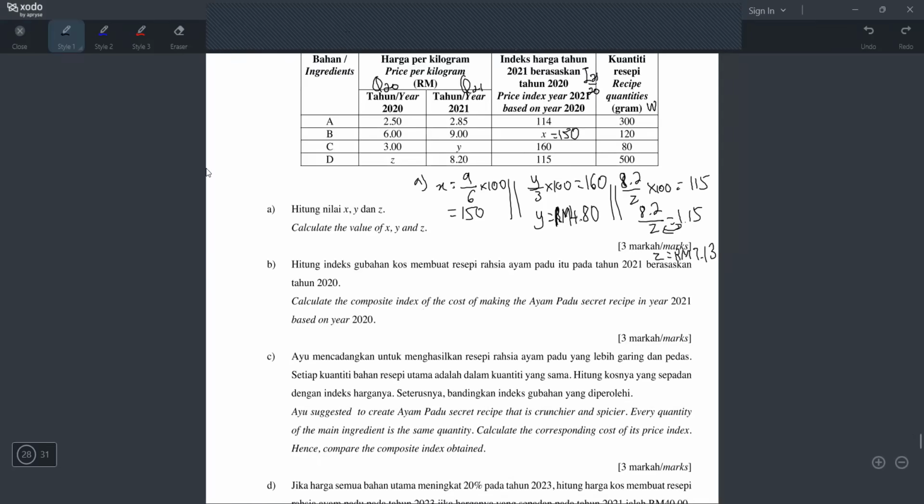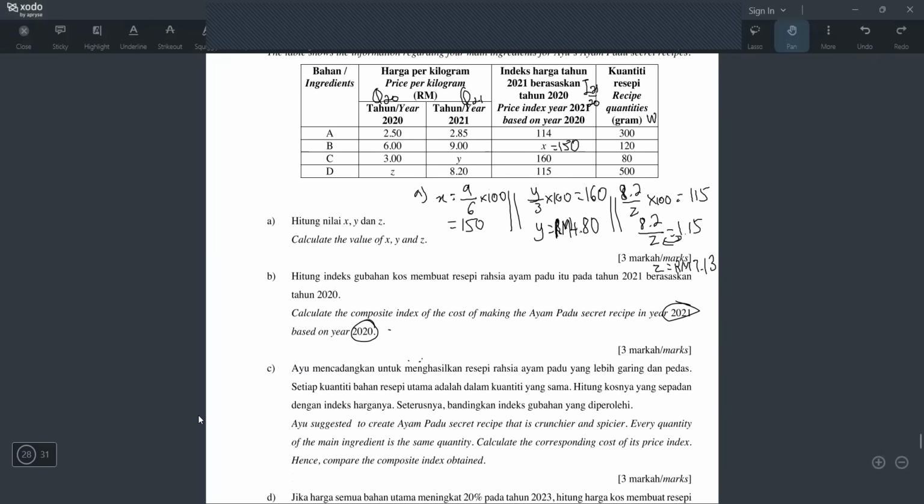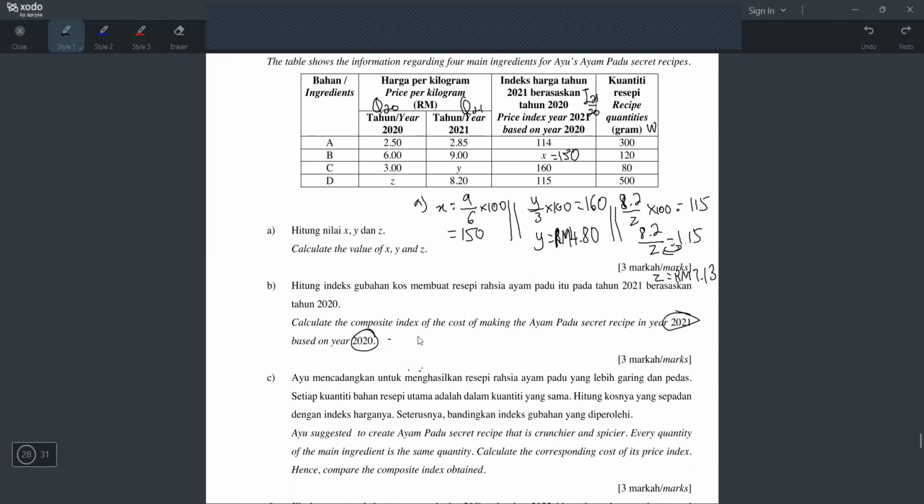Okay. So B says calculate the composite index for the cost of making ayam padu in the year 2021 based on 2020. Means I'm finding the I bar for 2021 based on 2020, right? But if I want to find this, I have to make sure I have, okay, is there any space here? Okay, I think I'll just use this space here.